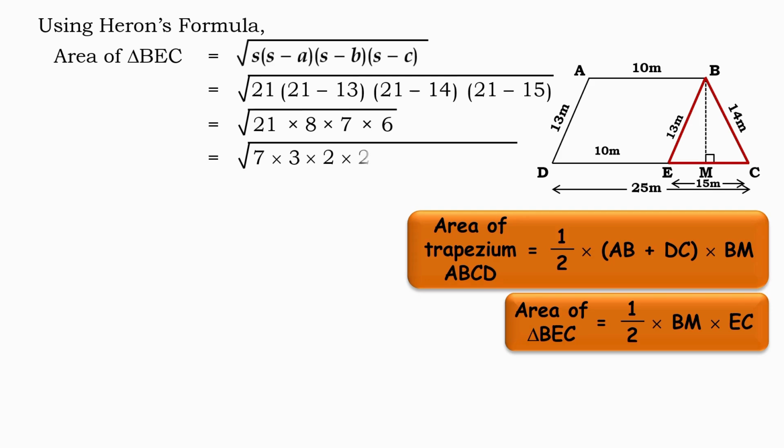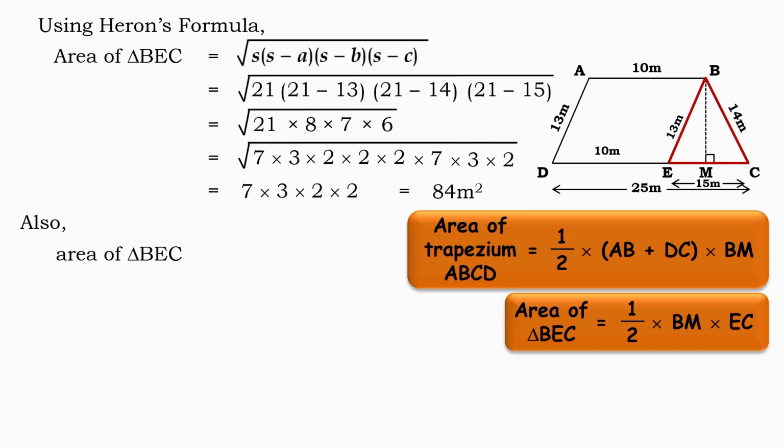Now it becomes 7 into 3, 8 means 2 into 2 into 2, 7 and 6 means 3 into 2. Now we have to make the pairs. Whichever is a pair will come out. Now 3 will come out, 2 will also come out, then this 2 will also come out. So there is nothing remaining in the square root. Now we got a perfect square. So the square root will be 84 meters square.